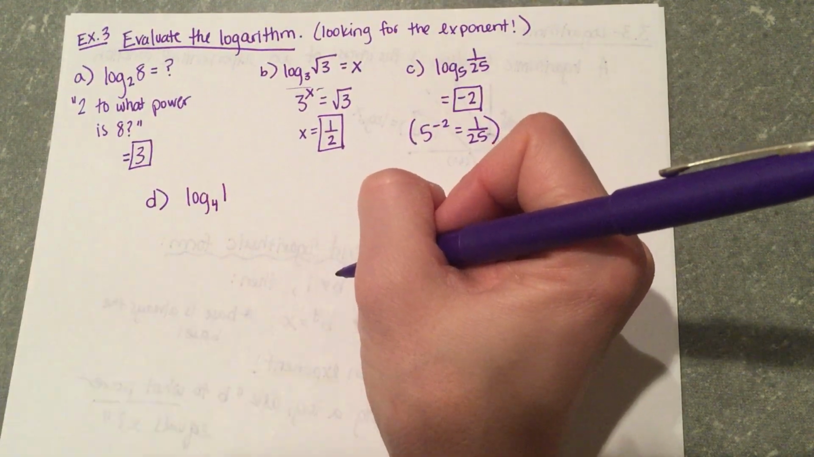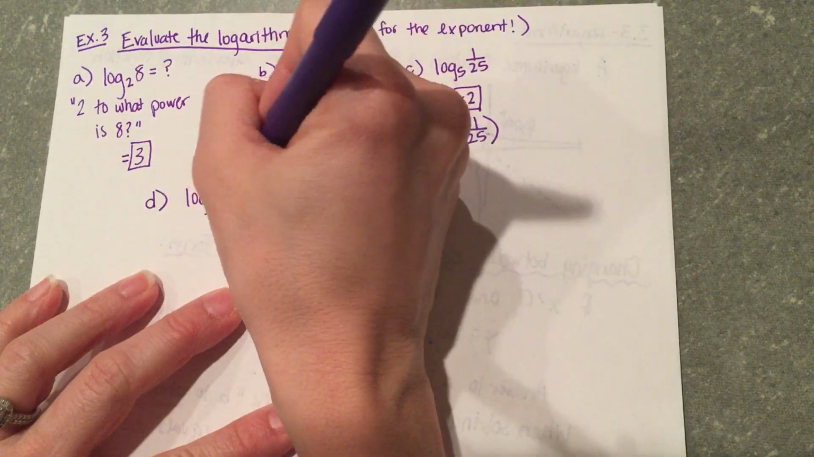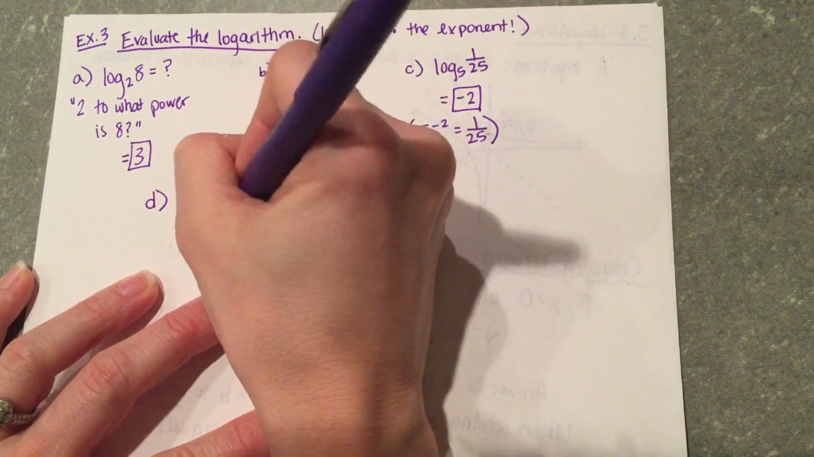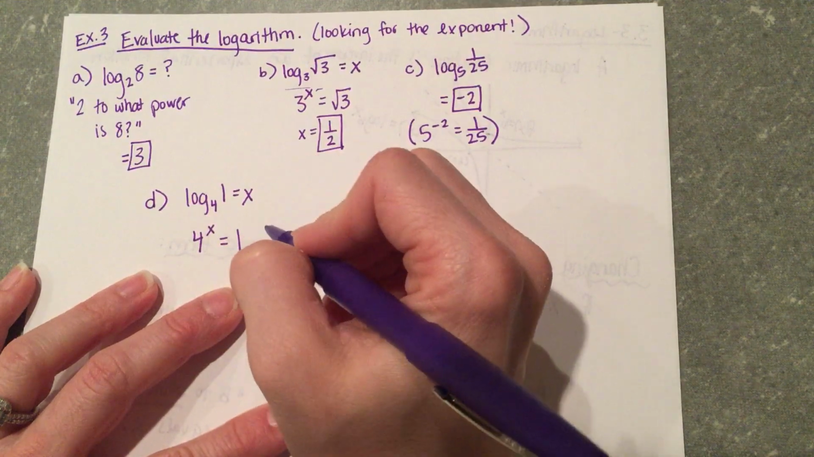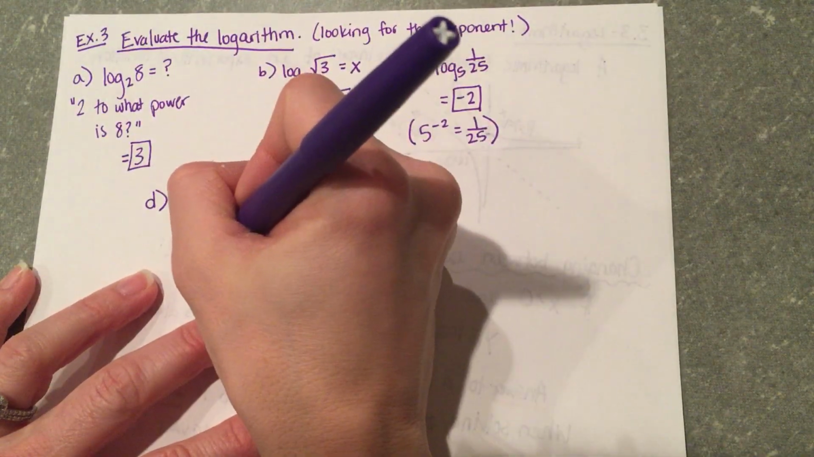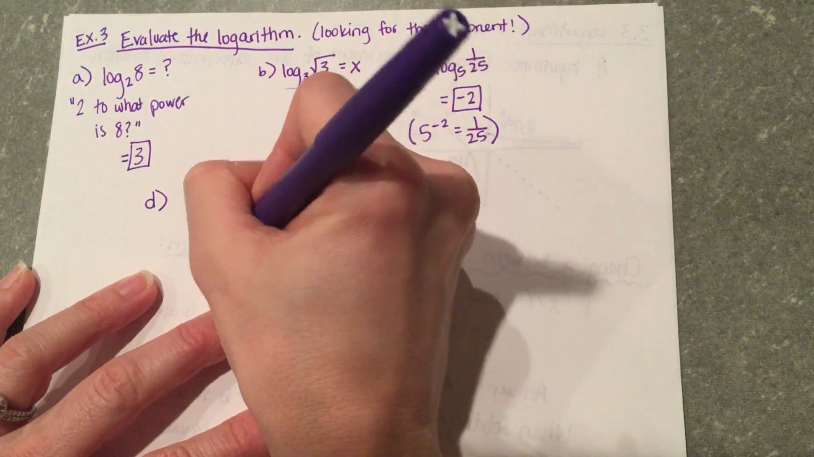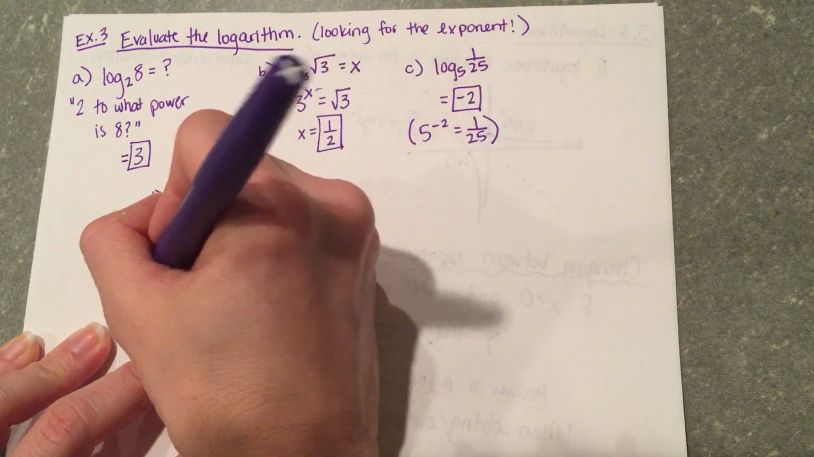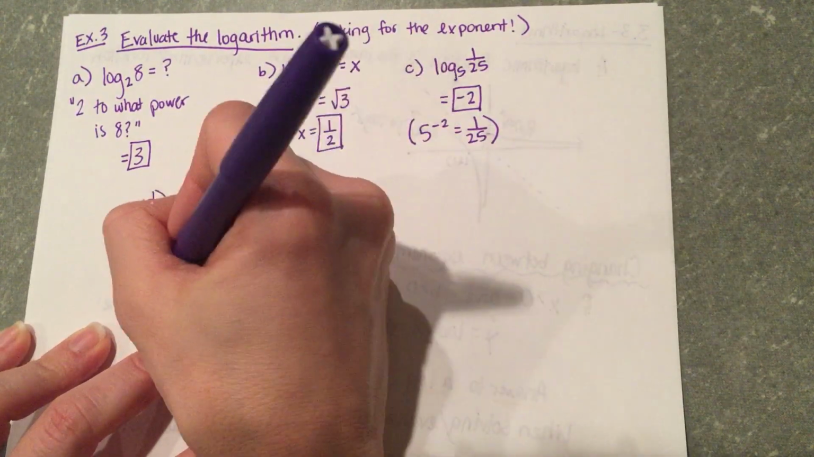So I'm asking 4 to what power equals 1? If I do this trick where I set it equal to x, I'd have 4 to the x equals 1. So what would x have to equal? How about 0? Because anything to the 0 power is 1, right? So this is going to be kind of a general rule.